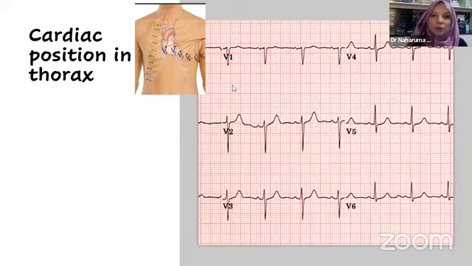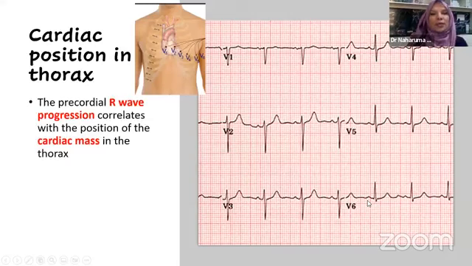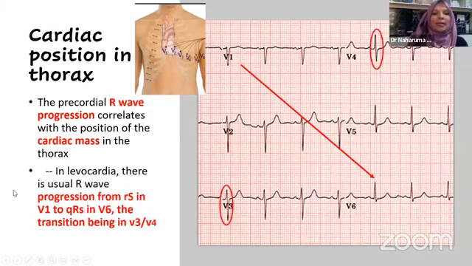It can be figured out with the chest leads from V1 to V6. We know that the RV is less dominant in adults and the LV is more dominant; LV mass is more prominent. So the precordial R wave progression correlates with the position of the cardiac mass in the thorax. In levocardia, there will be R wave progression from RS in V1 to QRS in V6, and the transition in V3 and V4 level. So this progression tells us that the LV apex is leftward.